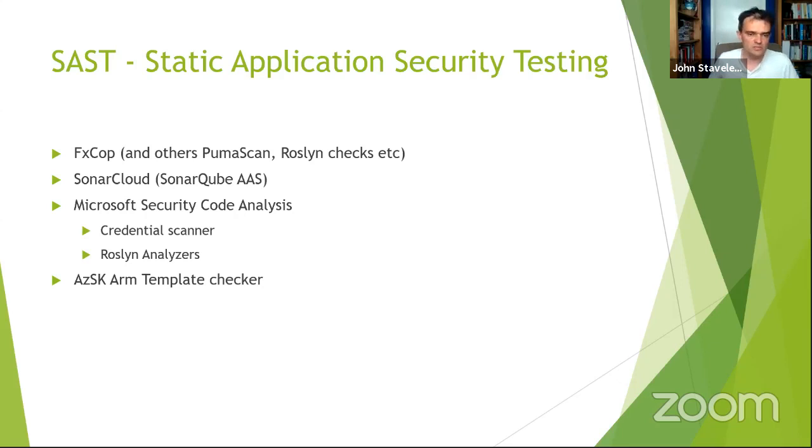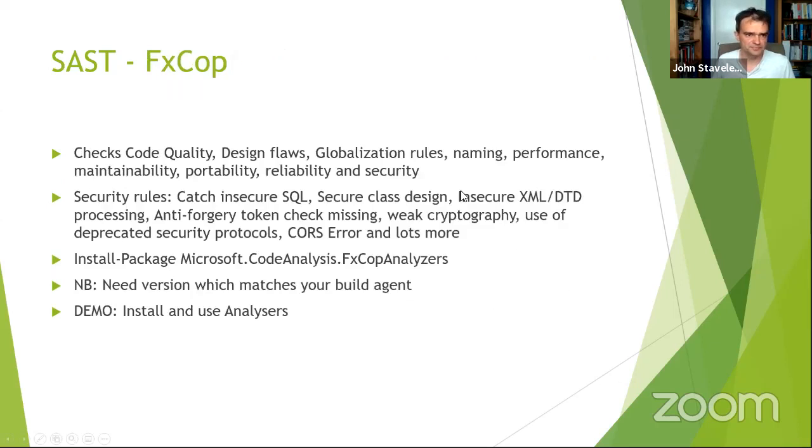SonarCloud, which is SonarQube as a service, which is a really good product. And then Microsoft Security Code Analysis, a suite of security tools which they provide as a package, and the AZSK ARM Template checker. So you can check your application code with the first three, and then your platform code with the last one. First up, FxCop. It checks for code quality, design flaws, naming, performance, maintainability, portability, reliability, and the one we're interested in, security.